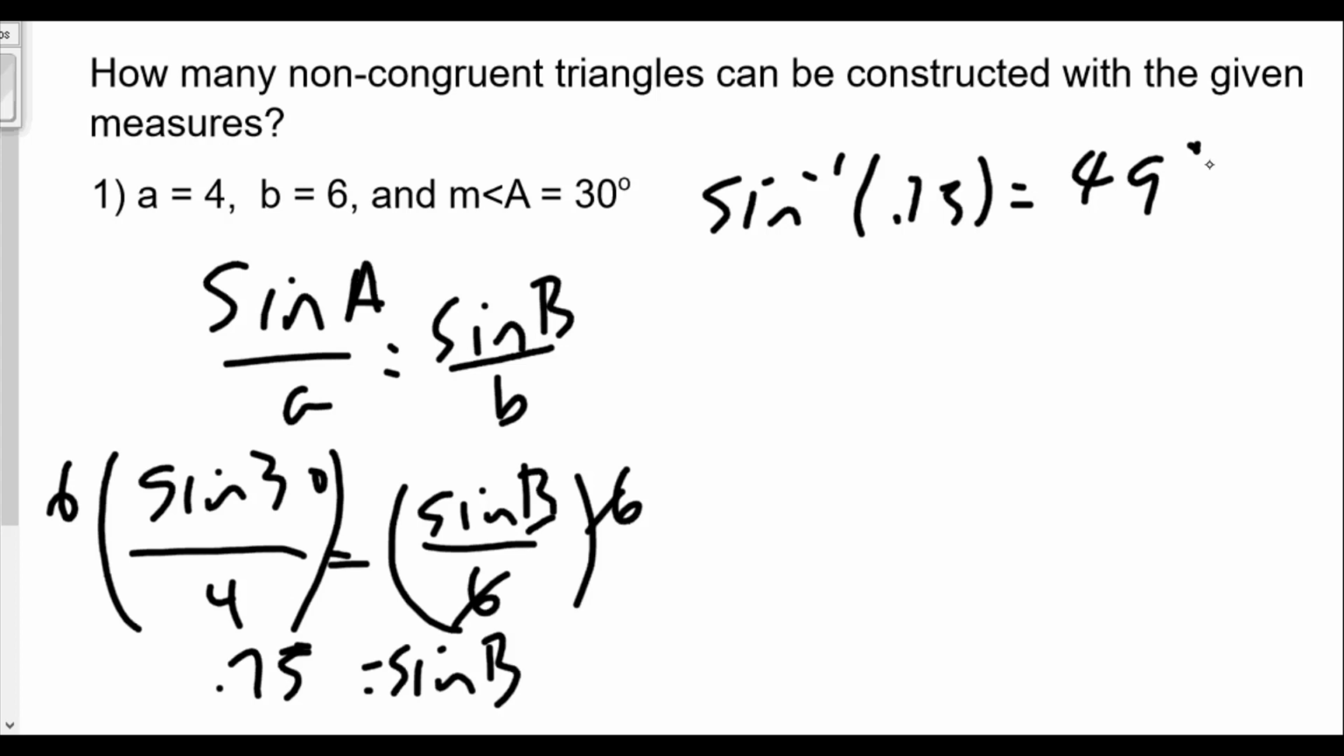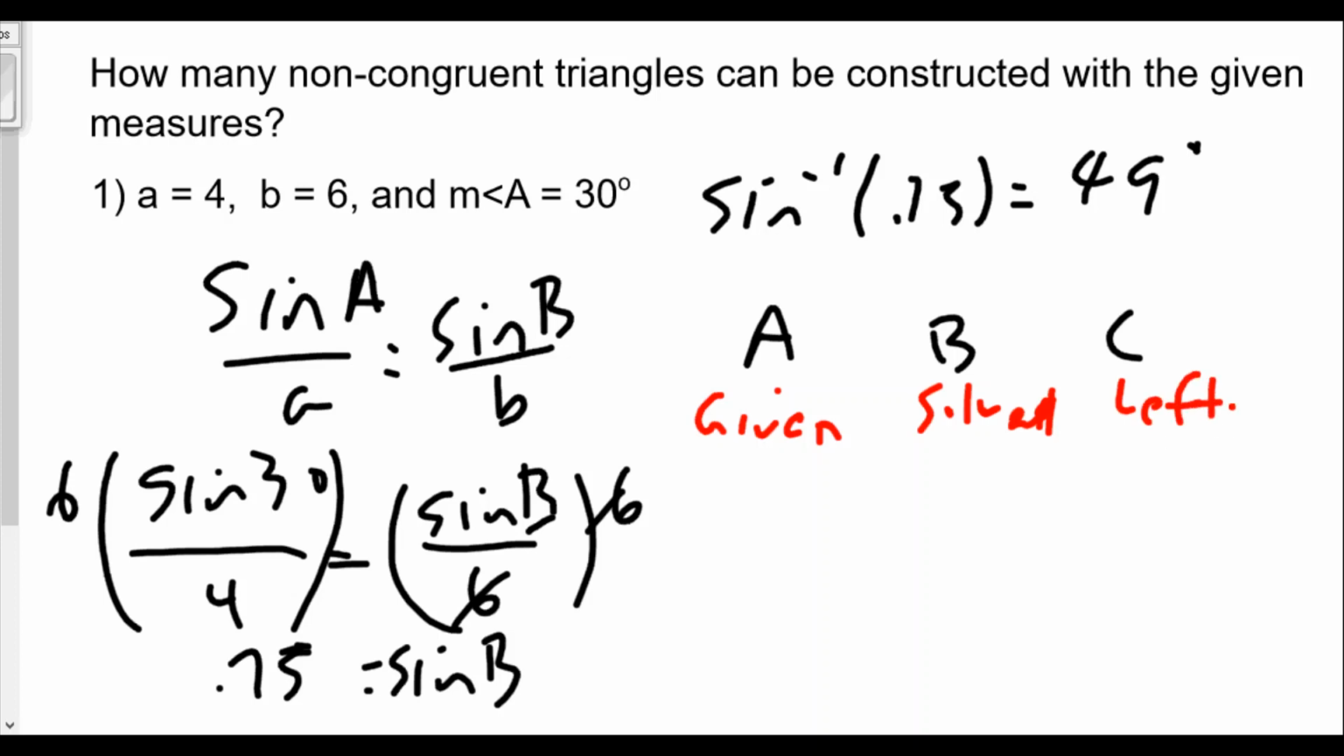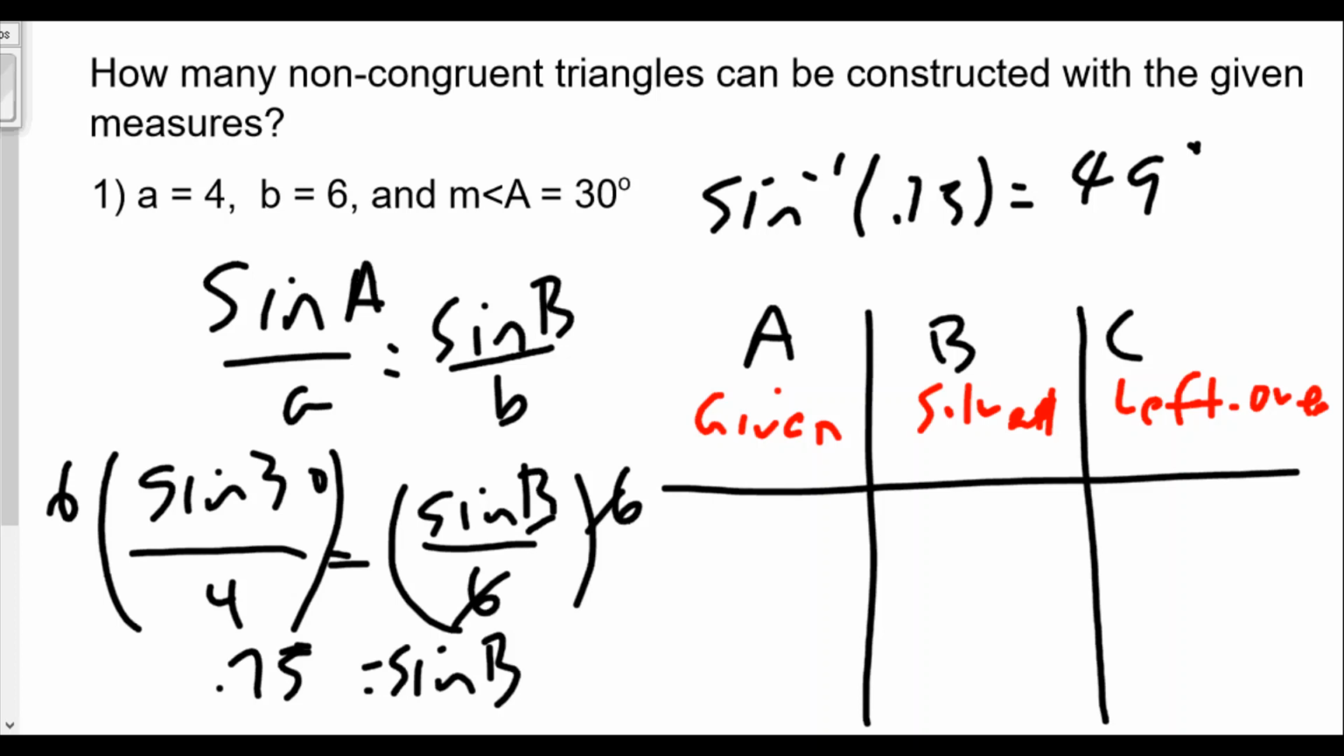Now we're going to set up the following table we talked about before, A, B, and C. In this situation, A represents our given, B represents our solved angle, and C is going to be our leftover. Sorry about the bad handwriting, still waiting for that stylus. The A value is given and is not going to change, because there are two possible situations.